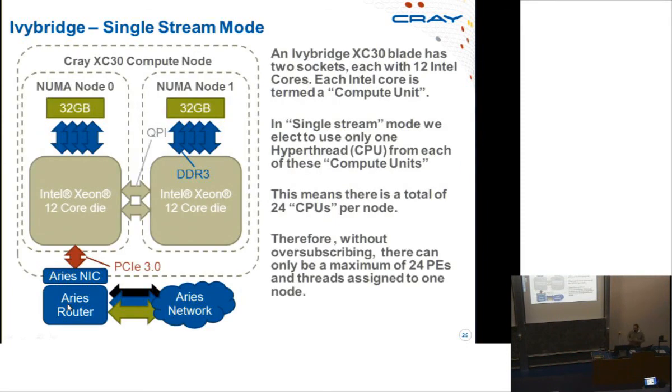What we expect most people to be using is what we loosely term single stream mode. Here, each core has a compute unit. In single stream mode, we're only going to use one CPU per compute unit, one hyperthread per core. So in total, this means we're going to have 24 CPUs because we've got two sockets. Without any oversubscription, there can be a maximum of 24 PEs and threads assigned to one particular node. aprun won't let you schedule any more.